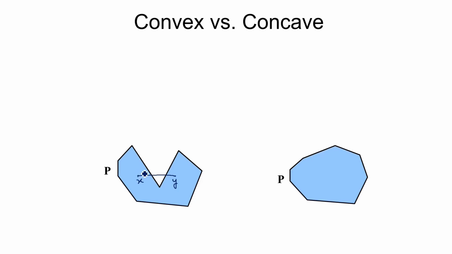If we can find this sort of points in a polygon, then we can say that it is a concave polygon. On the other hand, in the right polygon, for all points x and y, the connecting straight line remains inside the polygon P. If this is the case for all pairs of points in polygon P, then we can say it is a convex polygon. So the left polygon is a concave polygon and the right polygon is a convex polygon.